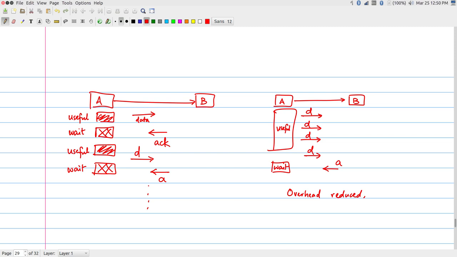But what happens if at some point B wanted to send back a negative acknowledgement? I did not receive a packet. Of course, what this means is that each packet has to have some ID associated with it so that B can actually know whether it received all the packets or not, right? And then it basically sends back saying I did not receive one particular packet. Okay, so when the NAC goes back, you then need to retransmit.